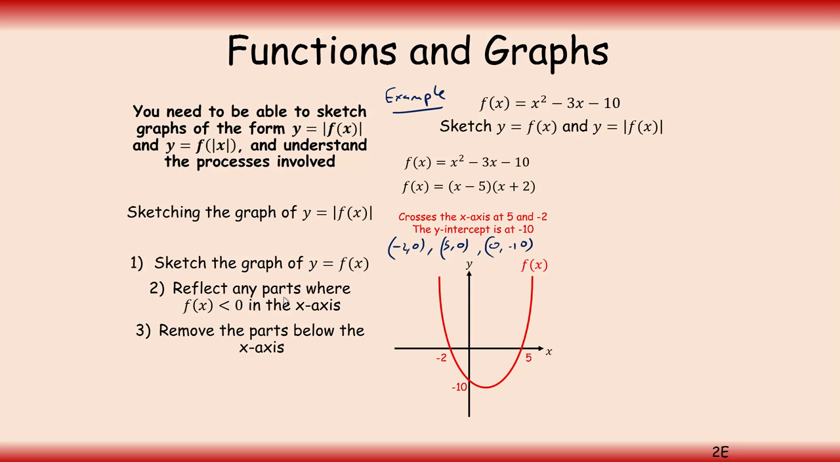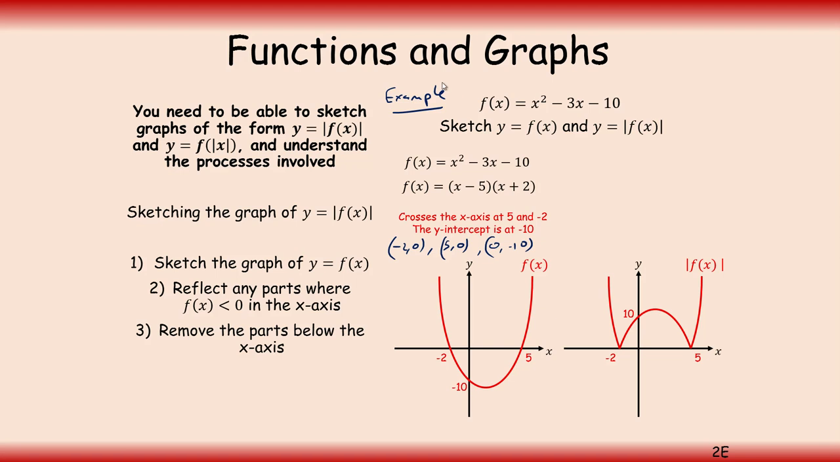Now we're going to reflect the parts of it where the function is less than 0. Okay, so anything less than 0 here, anything below the x-axis, it's going to be reflected. So that curve there is going to be reflected as such. So let's have a look. So we reflect the curve below the x-axis, looks like that. And finally, I remove the parts below the x-axis. And that's my modulus of the function. If you want to make a sketch, hit pause. When you're ready, we'll look at another example.